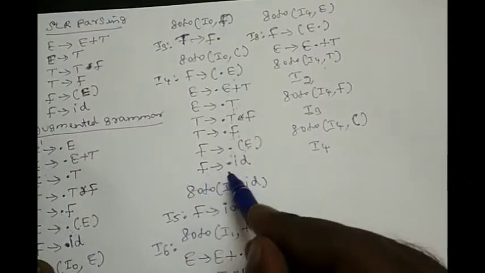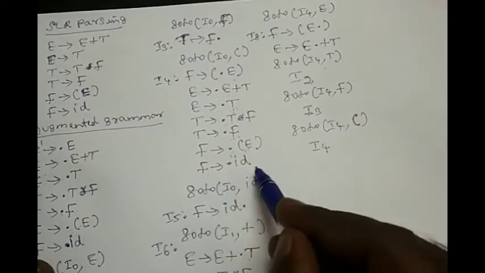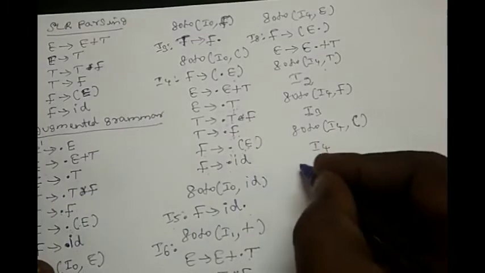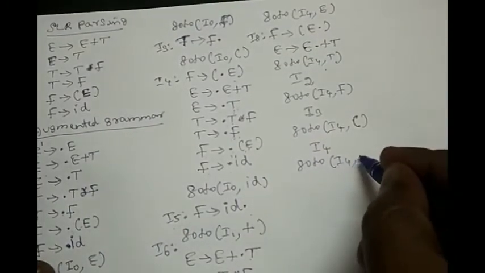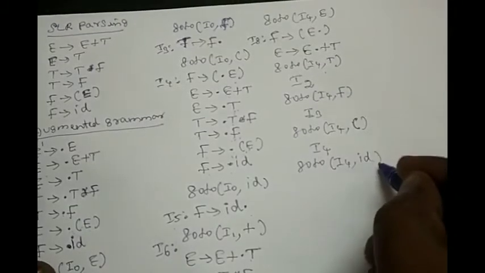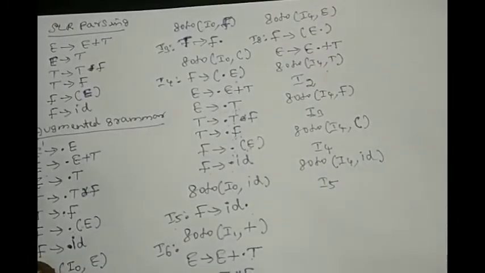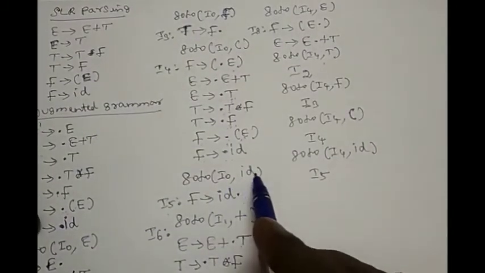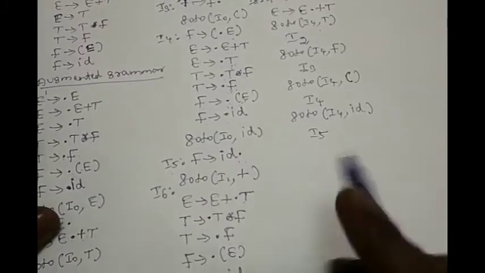Now if you process this, I4 comma ID, it will become F tends to ID dot, but F tends to ID dot is already available in item set 5. So I can just write it as go to of item set 4 comma ID is equal to I5. Okay. Now I4 has been completely processed. When you come to I5, no need to process that because dot is at the end. Now I come to I6 here.